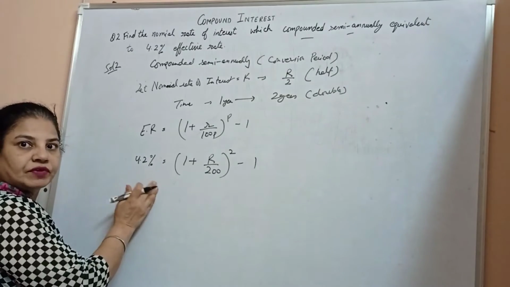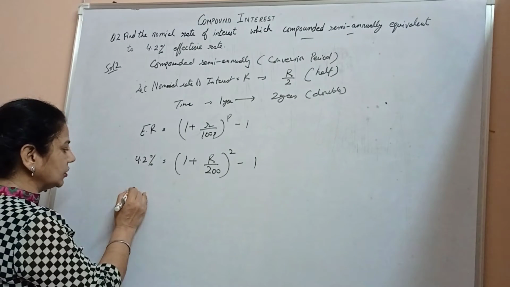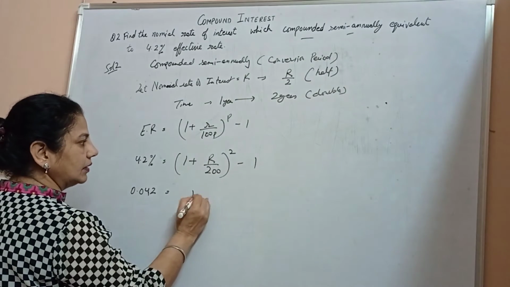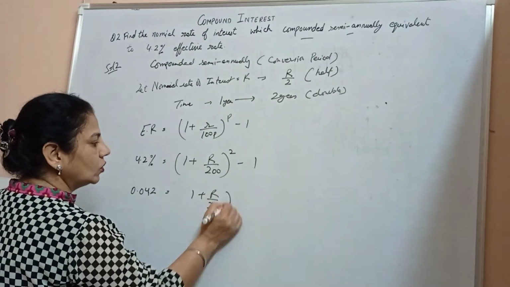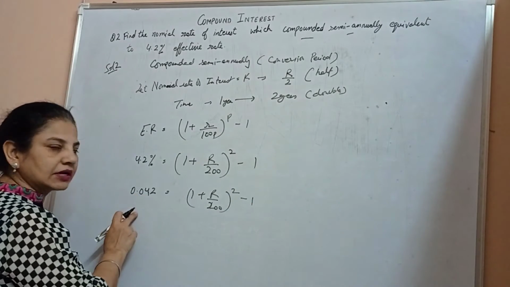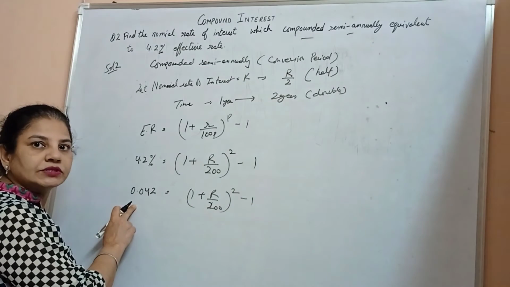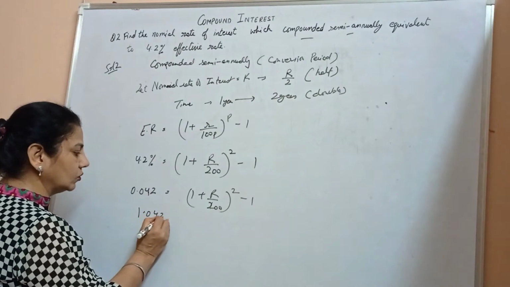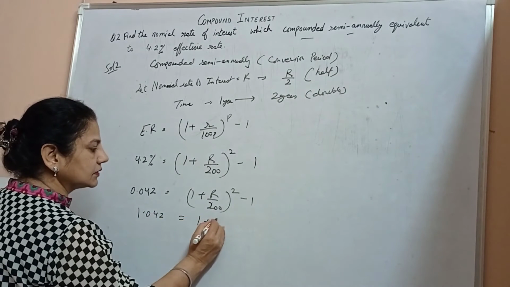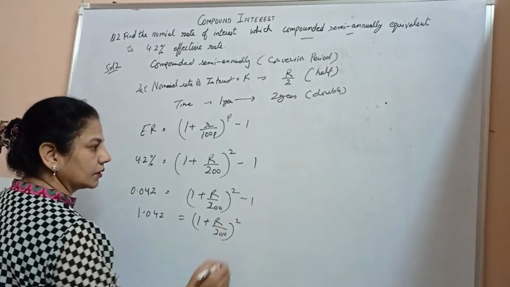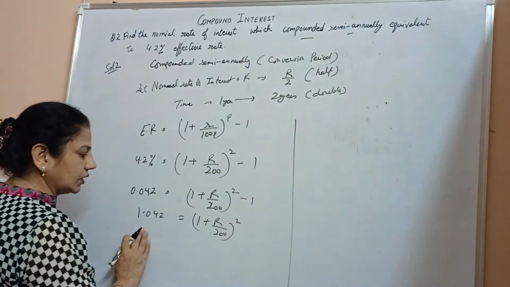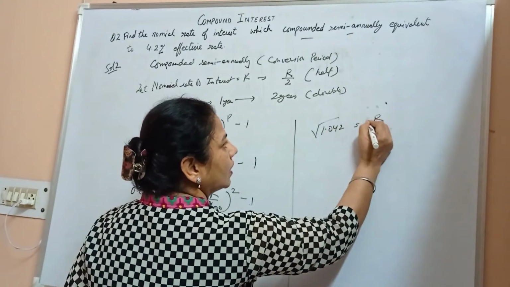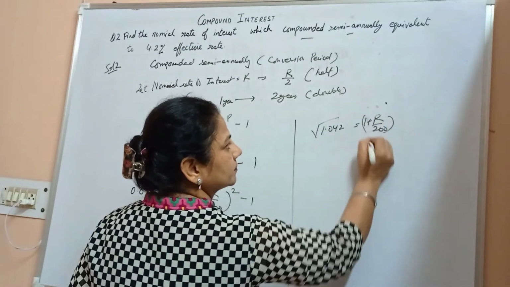Converting percentage into fraction, I divide by 100, so I will get 0.042 is equal to (1 plus R upon 200) whole square minus 1. This minus 1 comes to this side, so it becomes 1 plus 0.042, which is equal to 1.042 is equal to (1 plus R upon 200) whole square. Taking square root on both sides, I will get square root of 1.042 is equal to 1 plus R upon 200.